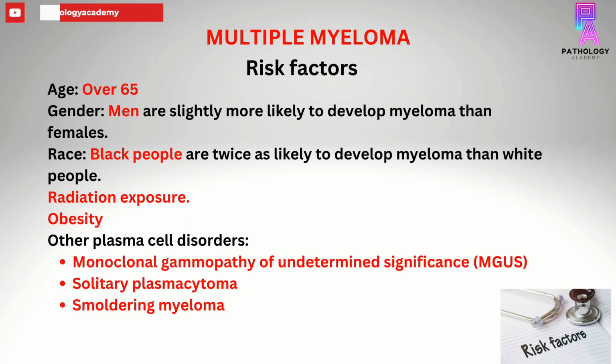The risk factors for multiple myeloma are age over 65 years, males are more likely to develop myeloma than females, black people are twice as likely to develop myeloma than white people, exposure to radiation, and obesity. Some plasma cell disorders like monoclonal gammopathy of undetermined significance, solitary plasmacytoma, and smoldering myeloma, etc., can lead to multiple myeloma.